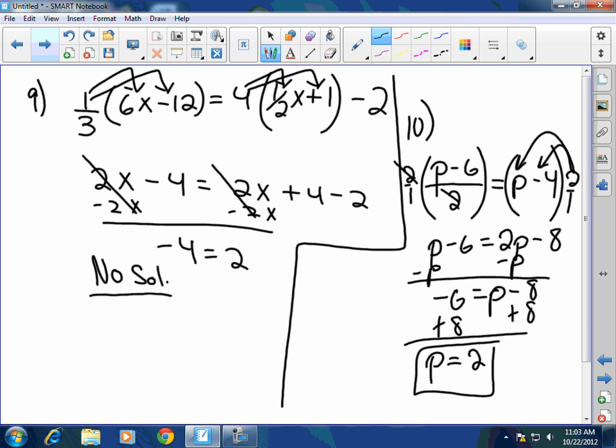How is that possible? Identity occurs when the variables have been canceled, and the numbers that you are left with make a true statement. Was the variable canceled here on number 10? Look at your test and look at how many of you put p equals whatever. You probably solved it wrong as well for a lot of you.